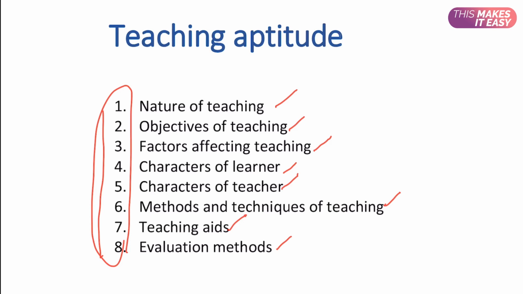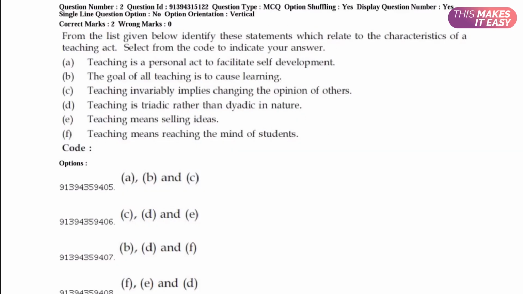So let's start. This is a question related to teaching aptitude from the latest first paper, December 2018. The question says: from the list given below, identify the statements which relate to the characteristics of teaching act. Select from the code to indicate your answer. So this question is related to the characteristics of teaching. Let us analyze each statement one by one and answer the question very quickly.